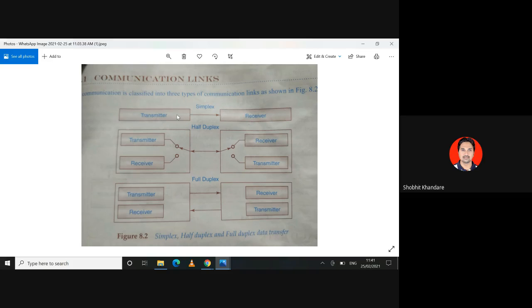Simplex में क्या हो रहा है, एक में ट्रांसमीटर है, दूसरे में रिसीवर है. सिर्फ ट्रांसमीटर भेज सकता है और रिसीवर रिसीव कर सकता है. तो दिस इज अ सिंप्लेक्स.